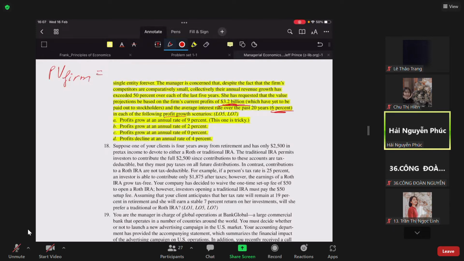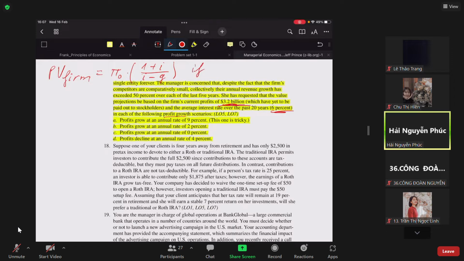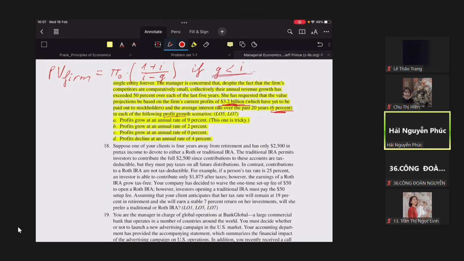In chapter number 1, you have the following formula. The present value of the firm equals the current profit times (1 plus I) divided by (I minus G), right? This one, if G is smaller than I, right? We have this formula for the present value of the firm's computation. So pretty simple. You simply plug in all the information and easily compute the value of the firms.